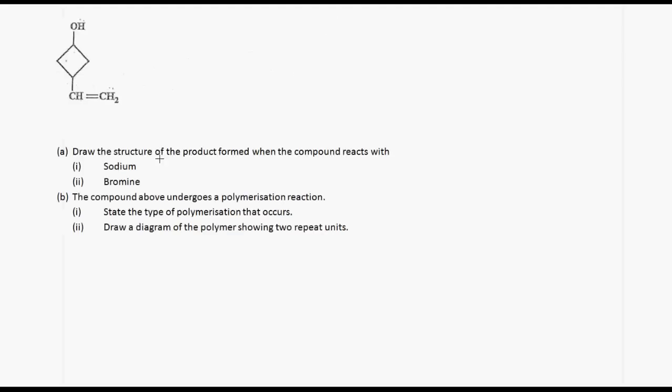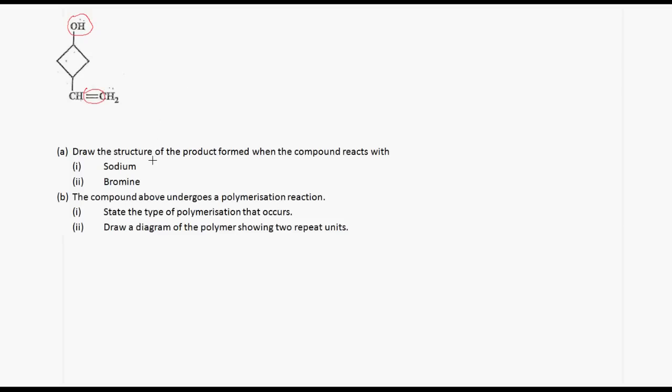Okay, in this question we have this compound, and the question asks, draw the structure of the product formed when the compound reacts with sodium and bromine. Whenever we are given a question like this, the first thing we need to do is identify the functional groups present, because this is what determines how the molecule is going to react. So we have this OH group here, which is an alcohol, and we see that we have a double bond. So therefore this is also an alkene group present.